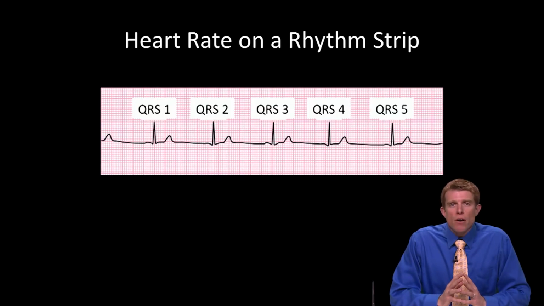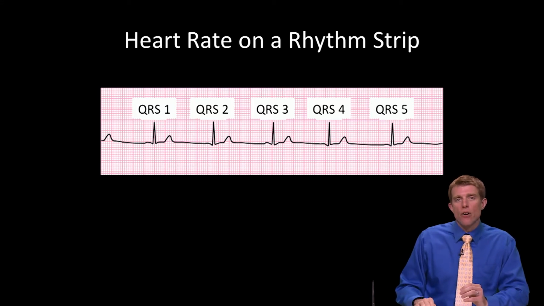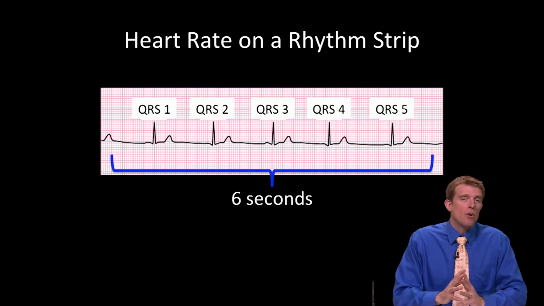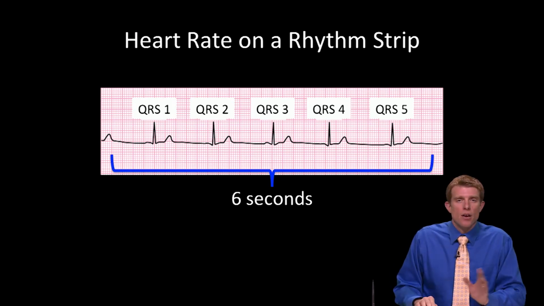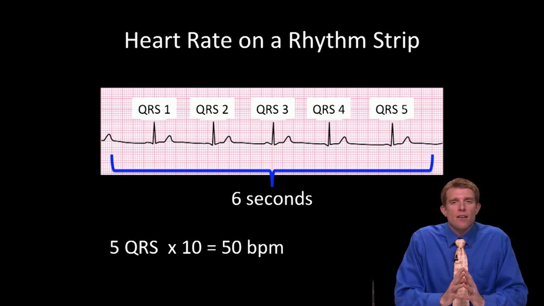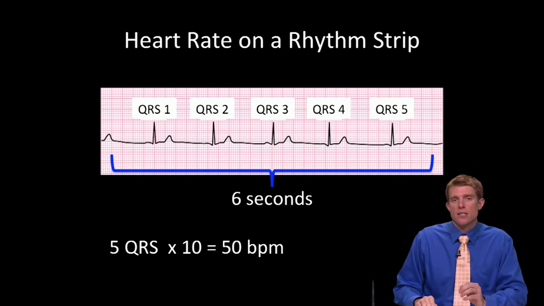When we're determining the heart rate on a rhythm strip, a rhythm strip is typically 6 seconds. If we want to determine the heart rate, we count up all the QRS complexes. Over this 6-second period, you take the 5 QRS complexes here, multiply that times 10 to get 60 seconds, and you have 50 beats per minute. I use the term beats per minute, but in actuality what we're talking about is QRS complexes per minute.